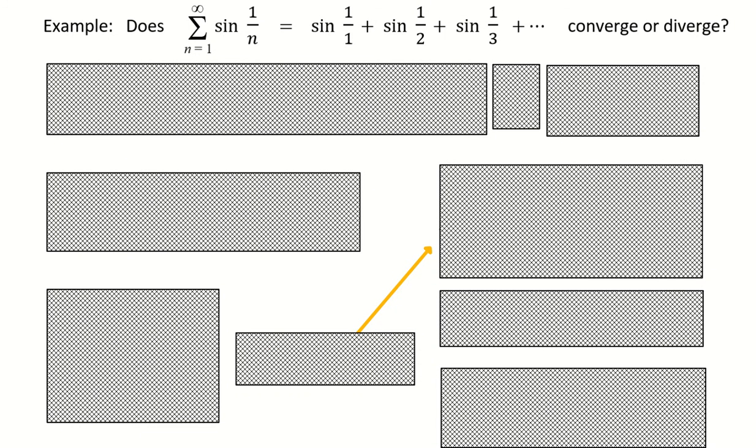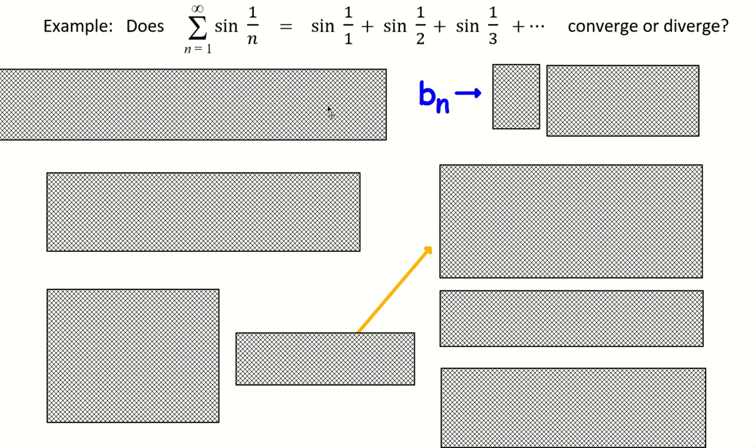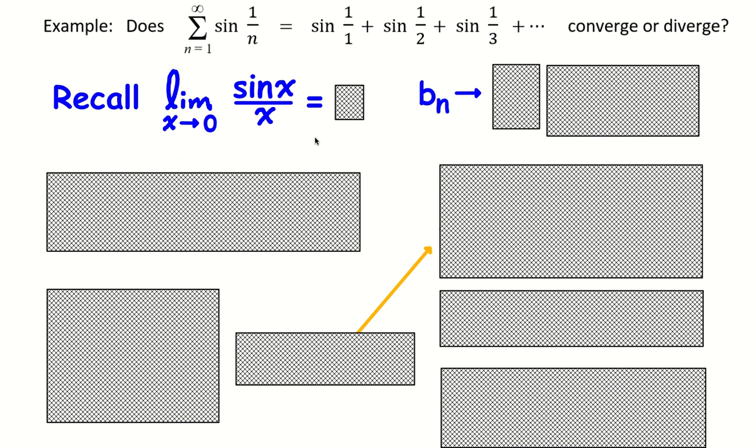Another one. Well, here we go. What are we going to compare this to? I'm going to make a bold claim that this is going to be kind of a specialty example. So recall, what does sine of x over x equal as we approach 0? 1.